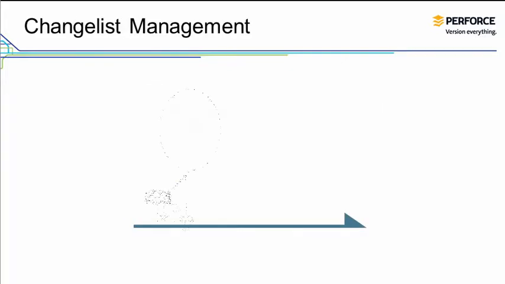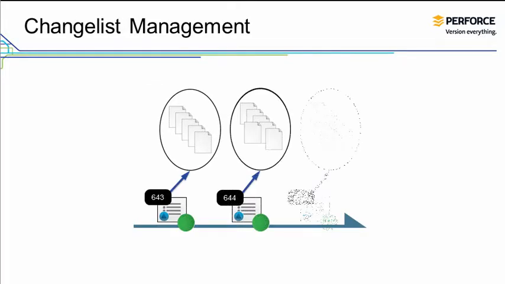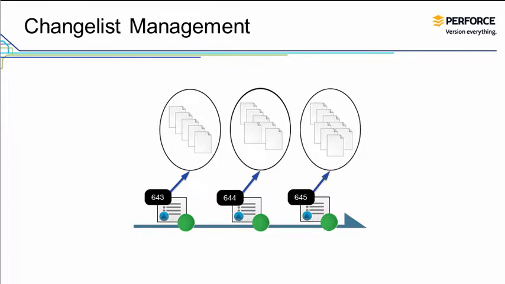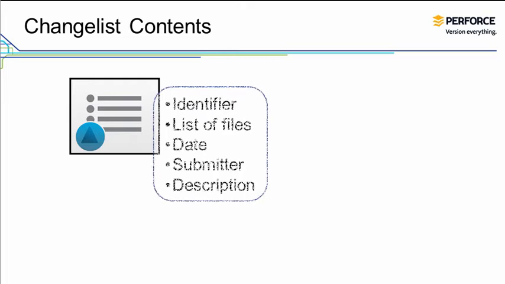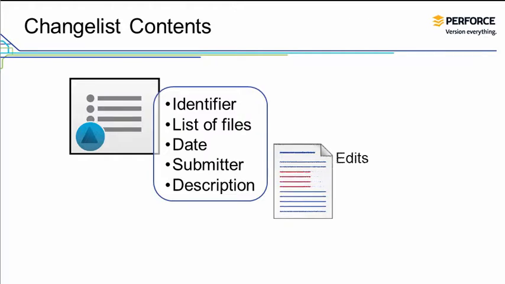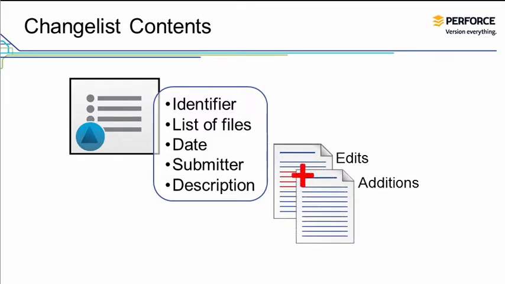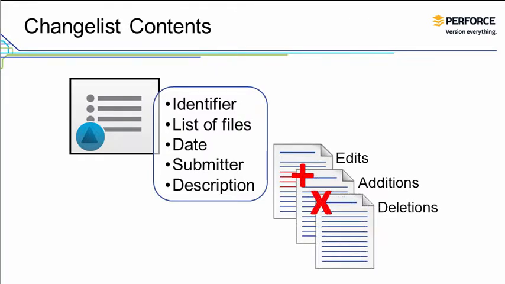A change list defines a logical grouping of work across a set of files and folders. Information contained in a change list includes the change list identifier, a list of files, the date the changes were committed, etc. The files identified in a single change list can have any combination of changes that might be made to a set of files in a workspace, including edits to file contents, the addition or deletion of files and folders, file renames, etc.